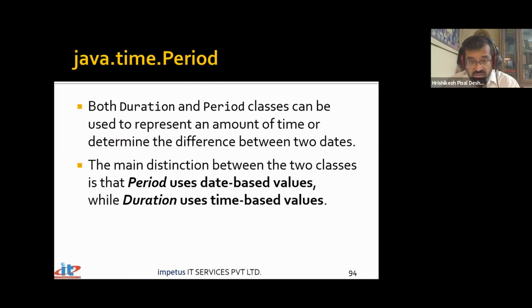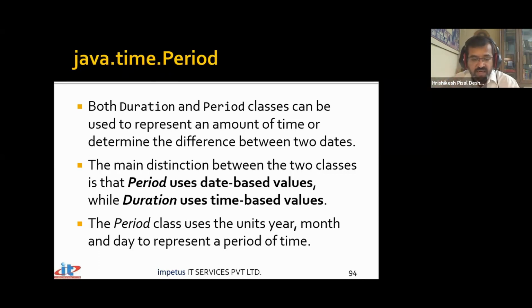Or you have submitted now. I want to know how much time it is. So if you need a time-based difference then Duration, and if you need a date-based difference then Period. So two different classes, Period and Duration. The Period class uses the units year, month and day to represent the period of time, whereas Duration will go to the exact time interval. It will tell in nanoseconds how much time has passed.